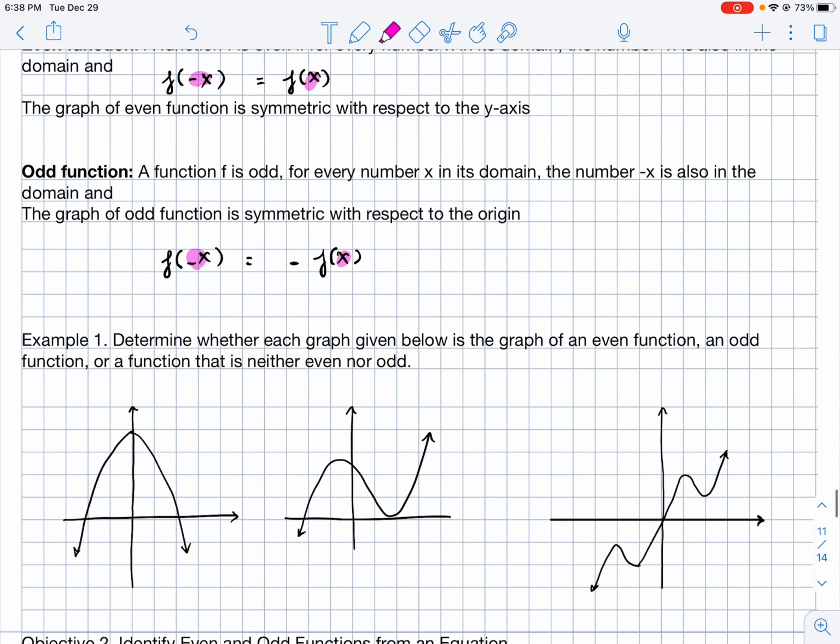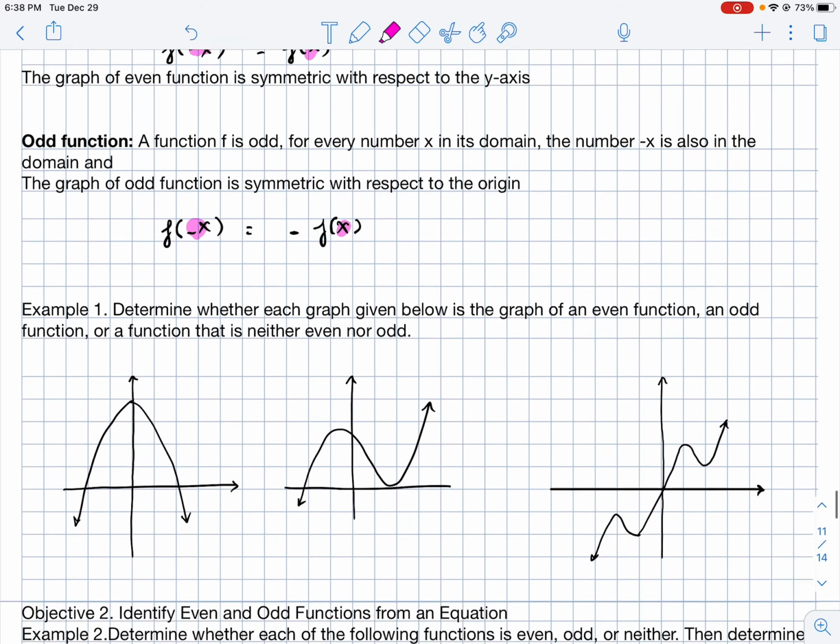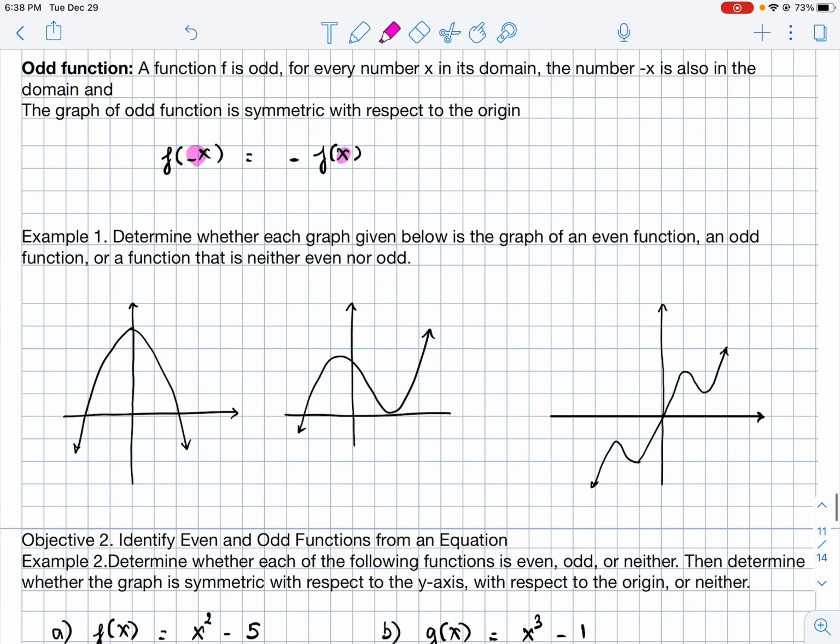In example number 1 below, we will look at the graph and determine which one is even, which one is odd, or whether they are neither odd nor even. And then in example number 2 later, we will use the definition to show that the function is odd or even. In example number 1, the first one, you look at the y-axis.